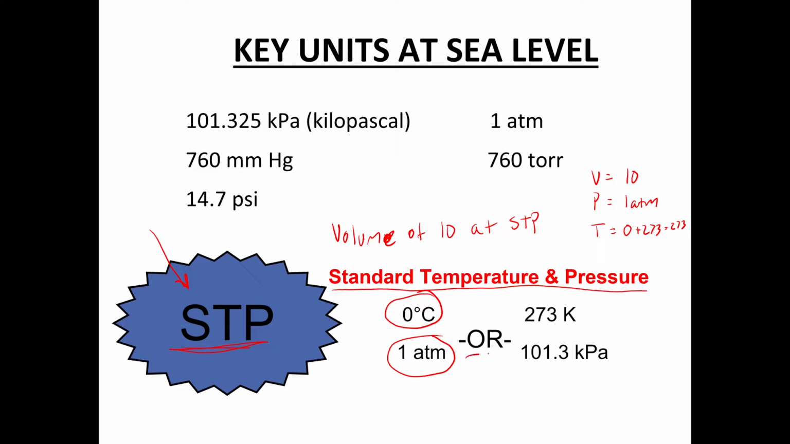Over here, this is just a conversion. 1 atm is equal to 101.3 kPa, and 0 degrees C is equal to 273 Kelvin. You don't really need to memorize these. This is what you need to memorize: 0 degrees C, 1 atm, that's standard temperature and pressure. And 0 degrees C you can easily convert to Kelvin just by adding 273. And anytime you're not given pressure, I would like for you to use atm. Don't convert to kPa. There's no need for that.